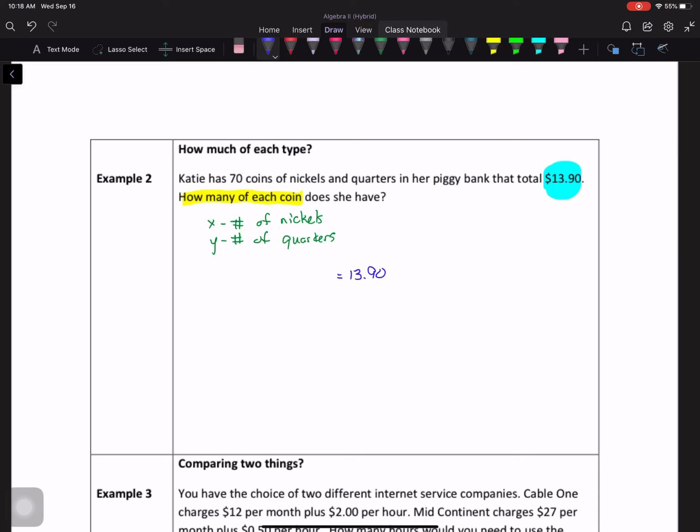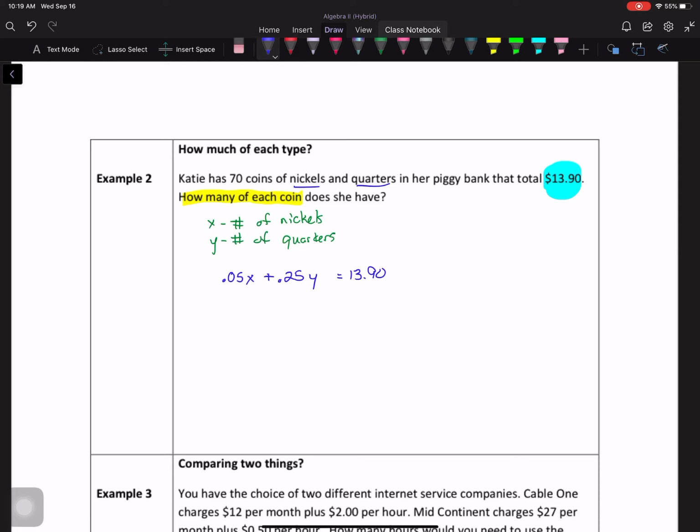And it starts with the value of a nickel. The value of a nickel is 5 cents. We would write that as 0.05. So the value of a nickel times the number of nickels. We don't know how many, so we'll just call that X. Plus the value of a quarter is 0.25 times Y, because again, we don't know how many quarters. So if we take the value of a nickel times the nickels, plus the value of a quarter times the quarters, we get the total of $13.90.